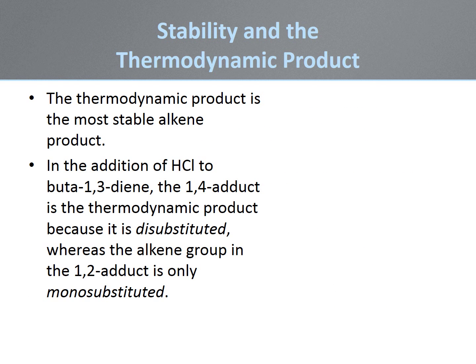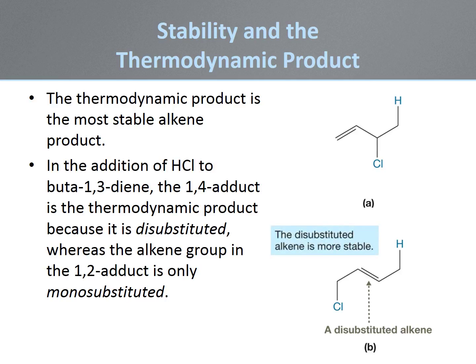At higher temperatures, the reaction of the allylic cation with the chloride anion becomes reversible, and the chloride anion reacts at both the 2 and 4 position of the cation in an equilibrium reaction. The product of the addition of chloride to the 4 position is a disubstituted alkene, which is a more stable product than the monosubstituted alkene formed by addition to the 2 position. Under the equilibrium conditions, the most stable product predominates. The more stable 1,4 product is called the thermodynamic product.